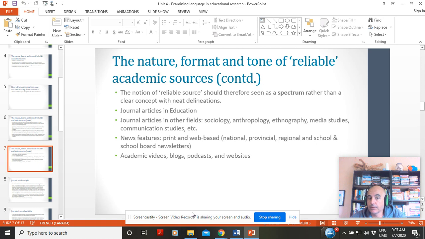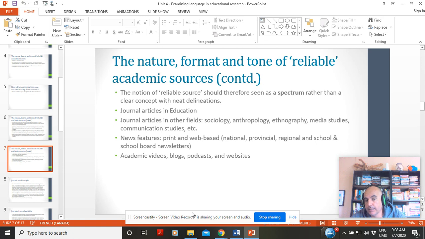So, the conclusion is that now the notion of reliable source becomes a spectrum rather than a clear concept with neat delineation. Obviously, it includes journal articles in education, but also journal articles in other fields: sociology, anthropology, ethnography, media studies, communication studies. They work very differently. They have their own methodologies, but now we're exporting some of that writing into our field and saying these are sources that I'm seeing as reliable. News features, sorry.